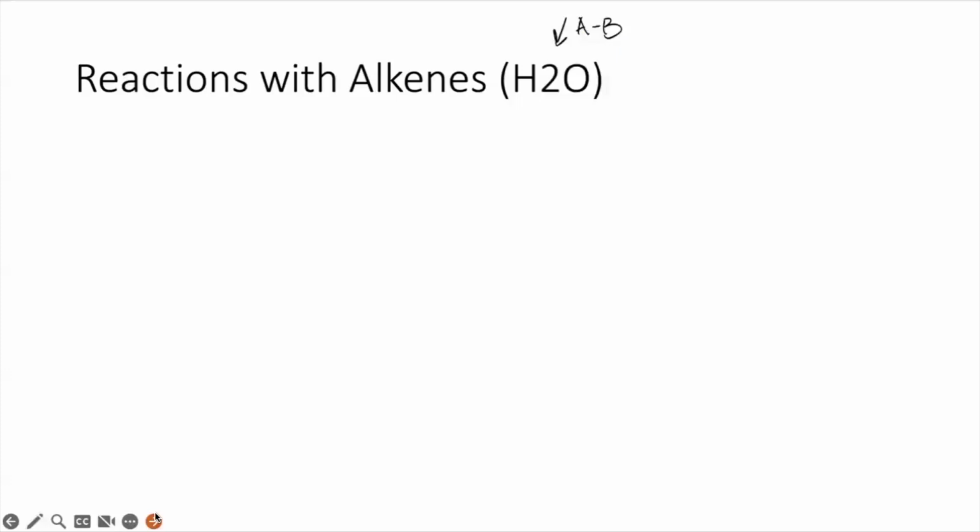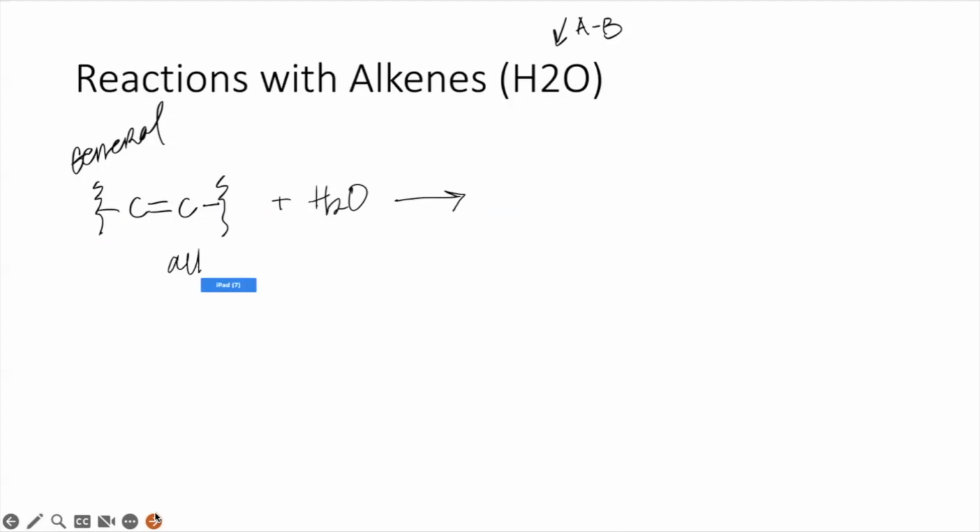So in general, we have this generic double bond structure. If our AB was to be water here, this is what was going to happen. So we're going to go from an alkene to an alkane. And no, actually I lied. We're going to become an alcohol this time, and I'll show you here.